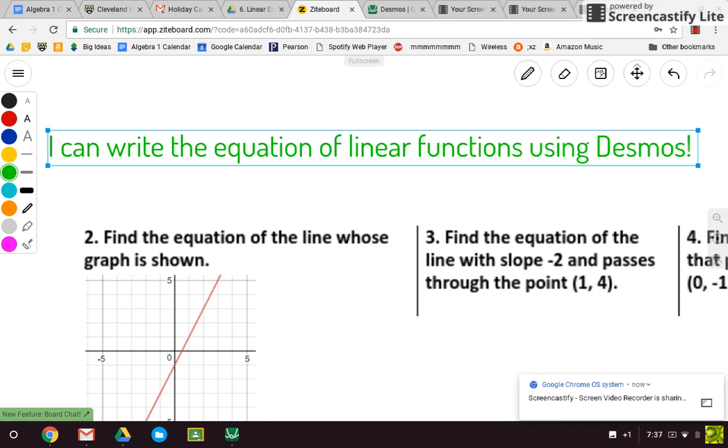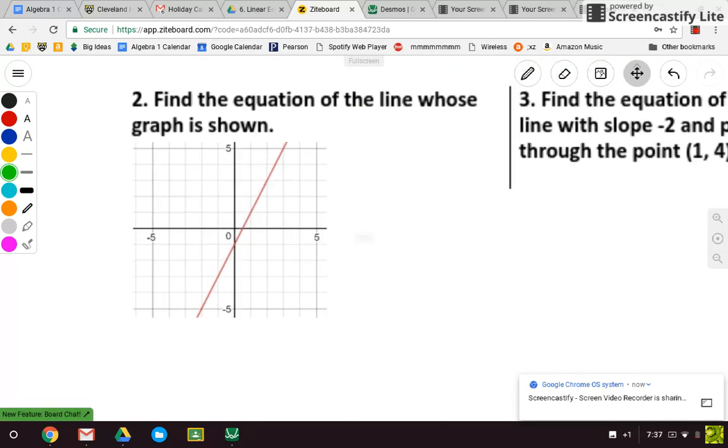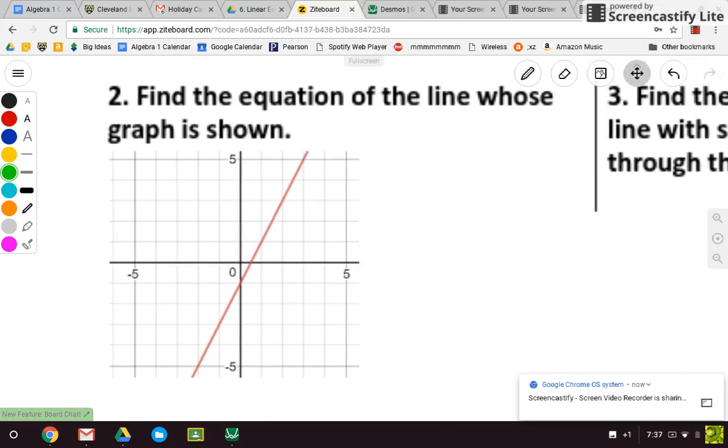So the goal of today's lesson is to write the equation of a linear function using Desmos specifically. I'm going to start with a problem where it gives you a graph and you have to write the equation. In order to write the equation of any line ever, remember you need 2 points. Okay, you always need 2 points. So I'm going to start by identifying 2 points, and it could be any 2 points.